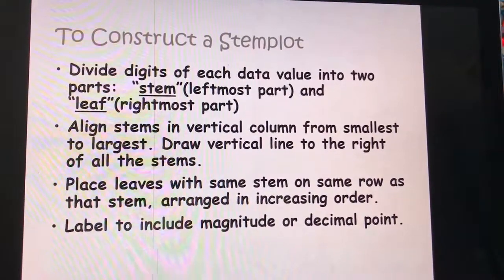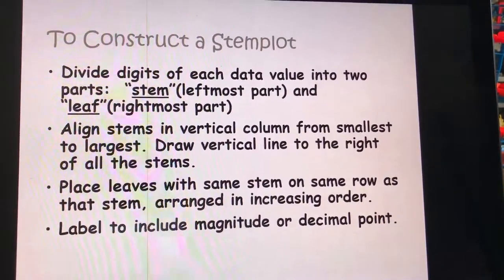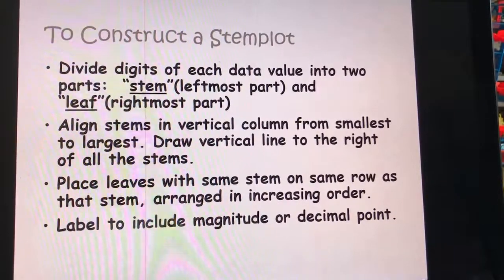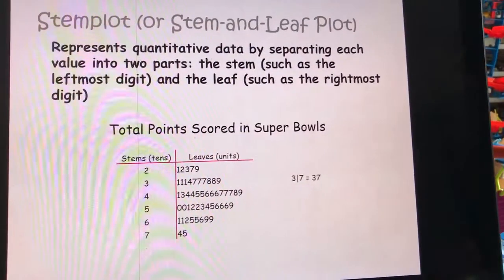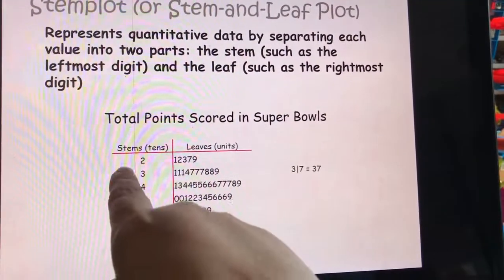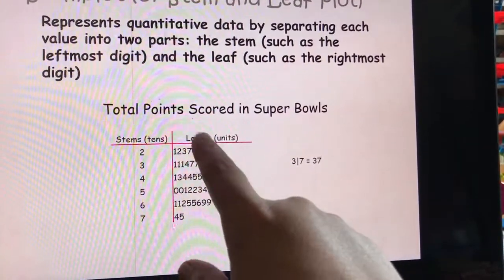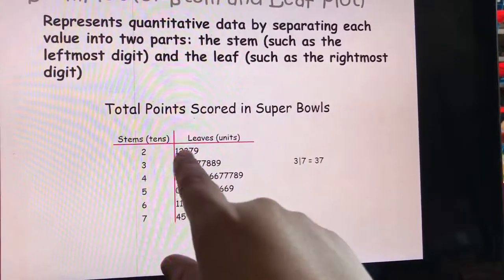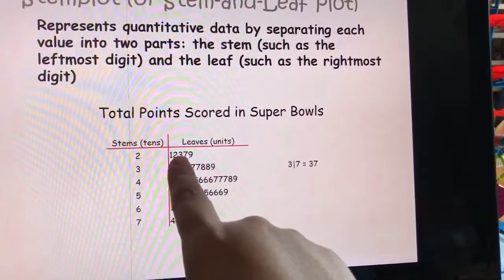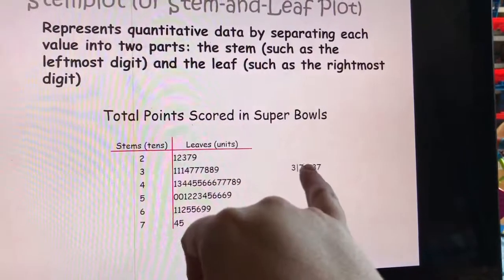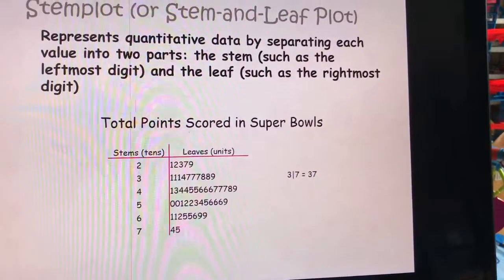To construct a stem plot, divide the digits into your stem and your leaf. Align your stems in a vertical column from smallest to largest, and then put your leaves on the right. You also need to include a legend. In this case, 2, 3, 4, 5, 6, 7 is my stem, which is my tens place, and my units place, my ones, is over here, my leaves. You have to have your data in order from smallest to largest, and then you list out each one. You don't use any commas or gaps, you just write the numbers. And then you need a legend so that somebody looking at it knows what it is. Like I did, 3 bar 7 means 37.